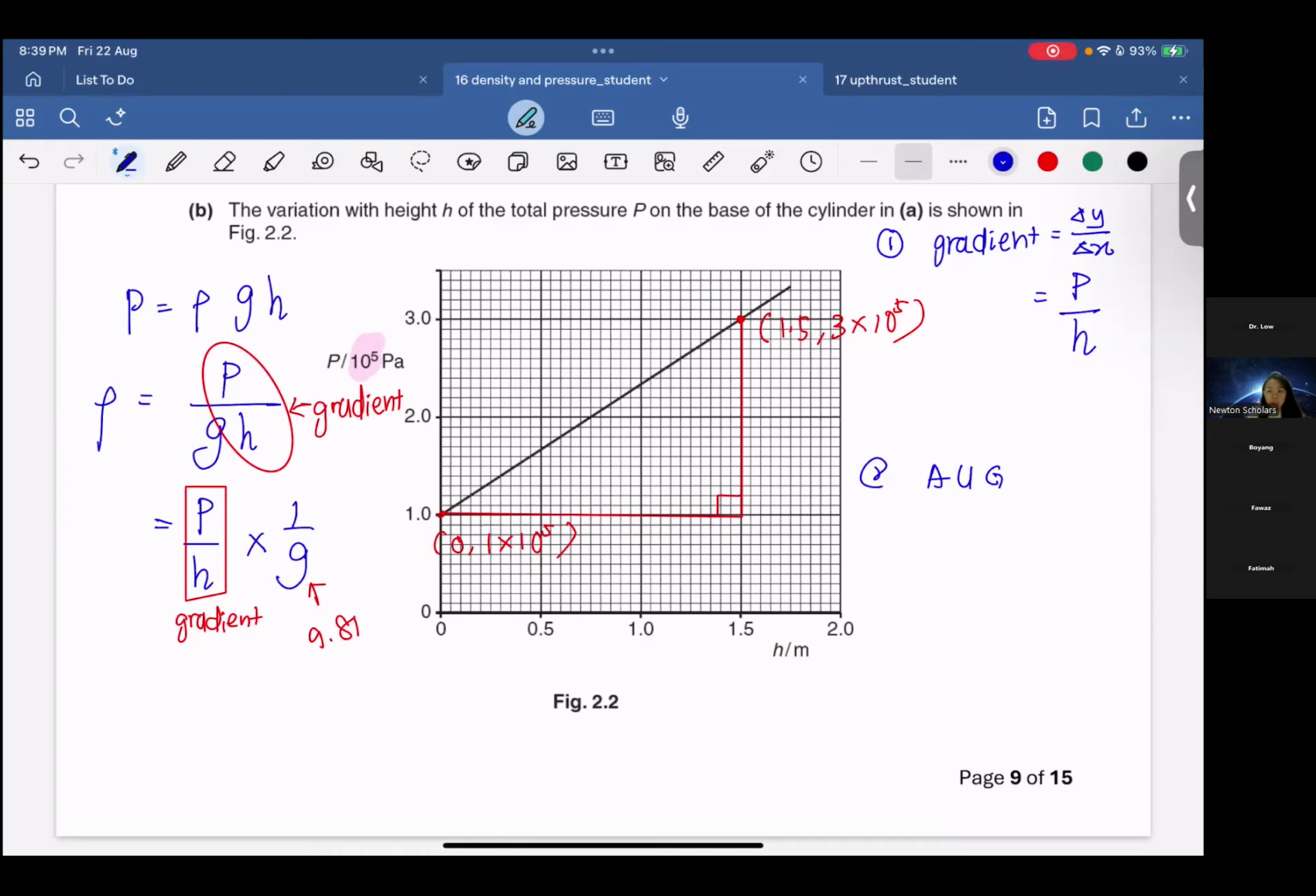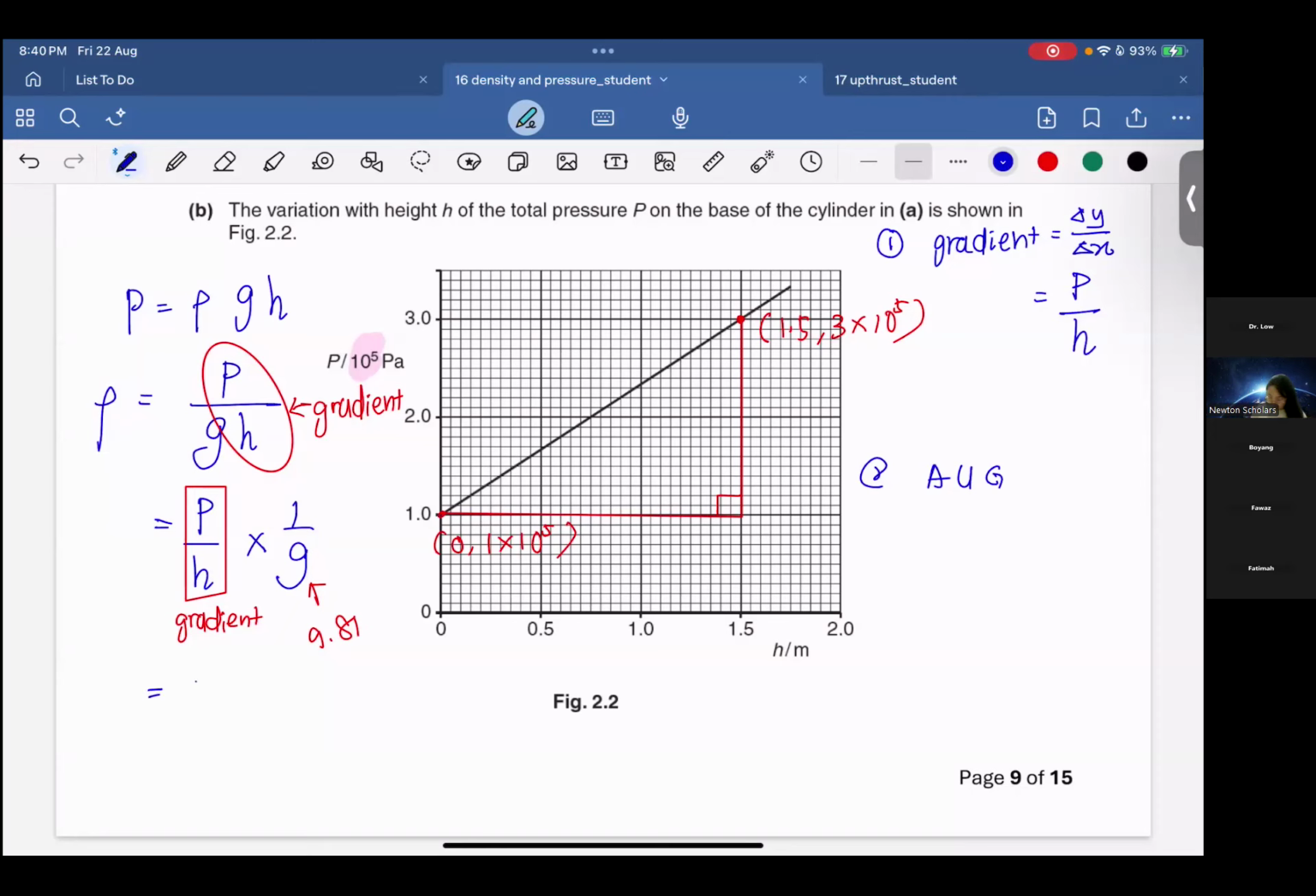Vashini got the answer. Yes, correct. Good job, dear. How about the others? Find your gradient, y divided by x, which is y2 minus y1 divided by x2 minus x1. They ask you to get some information from the graph. We look at the gradient. Is there anything we can get? We found that it is P divided by H. So from the formula, we can calculate the gradient, then times 1 over g.